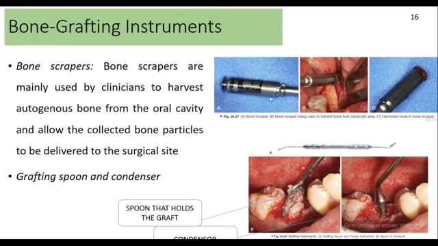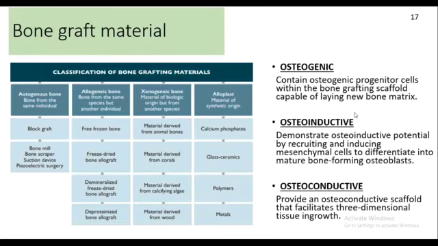Coming on to the bone grafting instruments, there are certain bone graft scrapers which are basically used by the clinician to harvest the autogenous bone from one side to another side. There are also condensers. This is the spoon that holds the graft, and this is the condenser that condenses the graft into the surgical site.